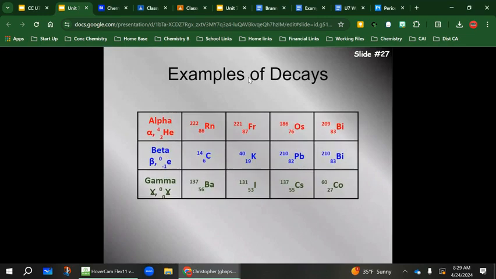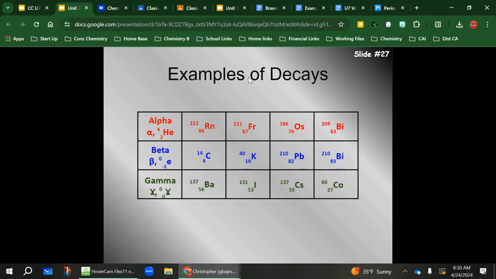All right. So, ladies and gentlemen, these are some examples of different elements that undergo the different kinds of decay. Alpha decay: radon 222, francium 221, osmium 186, bismuth 209. Beta decay: carbon 14, potassium 40, lead 210, and bismuth 210. Gamma rays: barium 137, iodine 131, cesium 137, and cobalt 60. But there are a lot more elements that undergo decay.